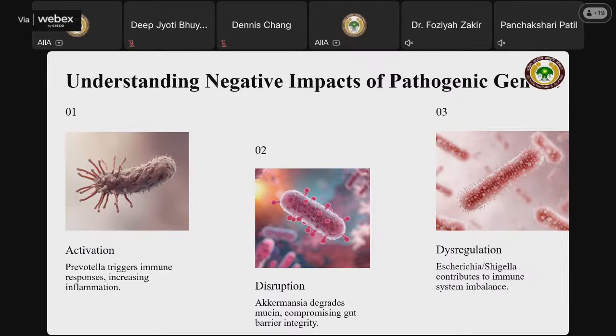When the negative impacts of the pathogenic bacteria were understood, when you look at Prevotella, it triggers immune responses, increasing inflammation in the body, whereas Akkermansia degrades mucin, compromising gut barrier integrity, and this regulation is caused by Escherichia-Shigella, which contributes to immune system imbalance. So we could find the reduction of these specific genera of bacteria, as well as we could find the increase and enrichment of the good bacteria, which was said previously.